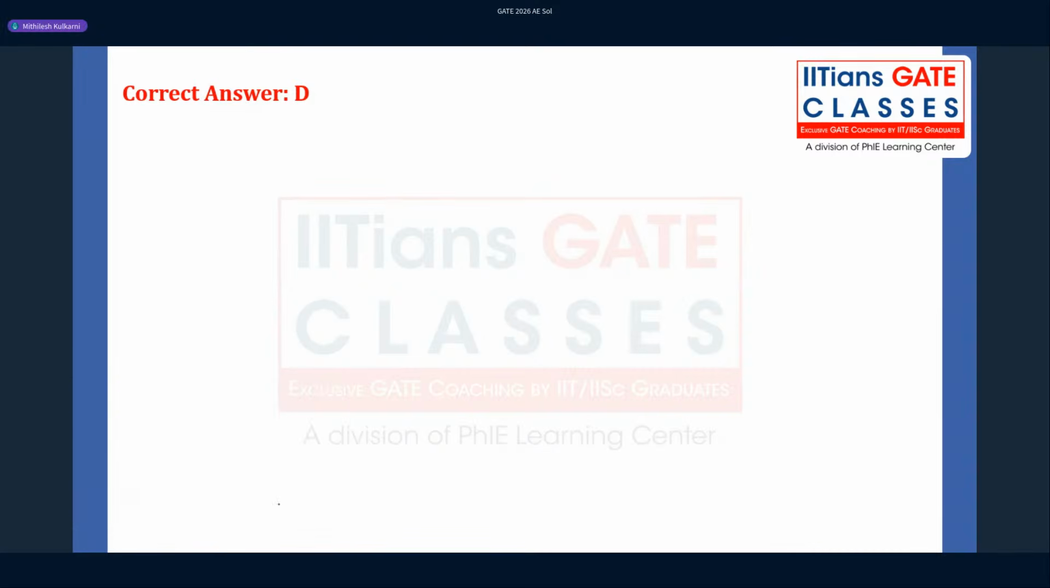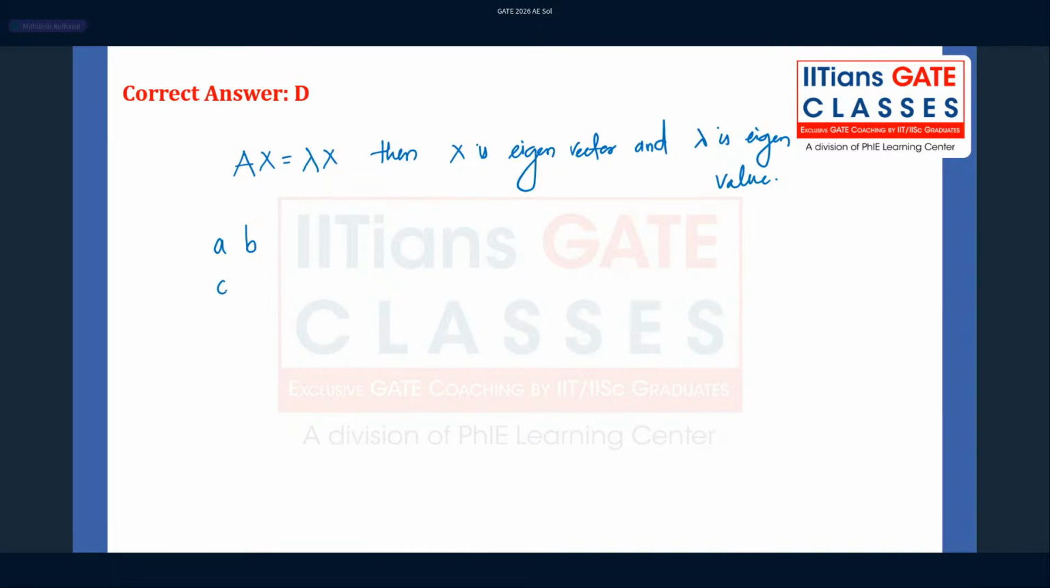When we say matrix A is there, X will be an eigenvector if we are able to write AX as lambda times X. Then X is the eigenvector and lambda is the eigenvalue. So A, B, C, D is your matrix A, and what is X? X is 1, 1. Correct.